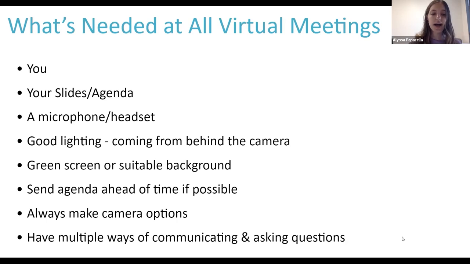And also having multiple ways of communicating and asking questions. As you may remember, when we started, we gave the ability to ask either in the Zoom chat. We also said that you may message any of us speakers and ask a question. And then we also gave the Slido option, which has the ability to have anonymous questions. So this is trying to take into consideration everyone's different needs and comfort level with asking questions.